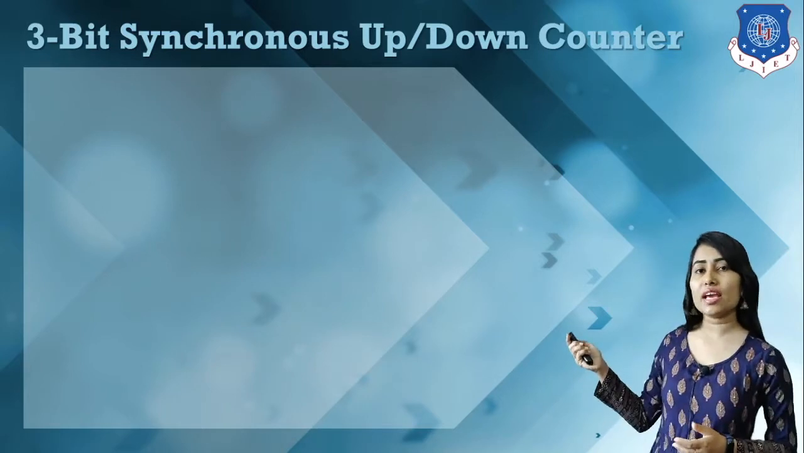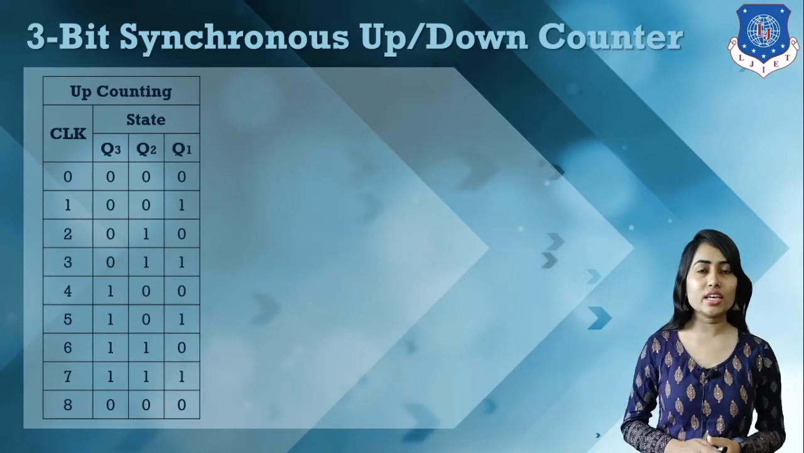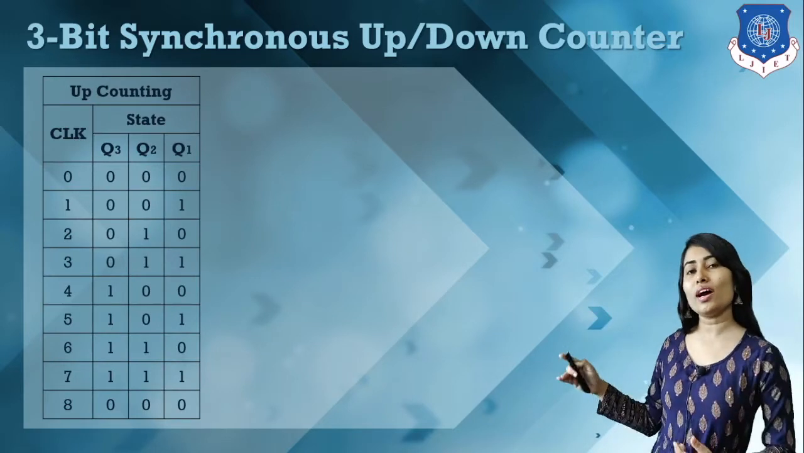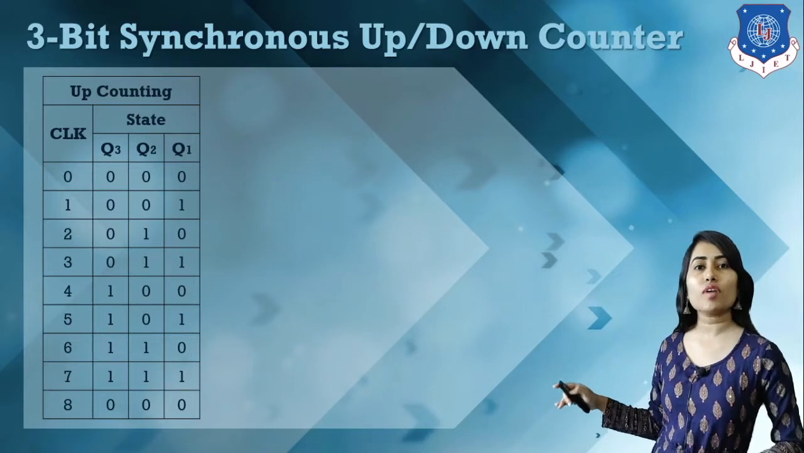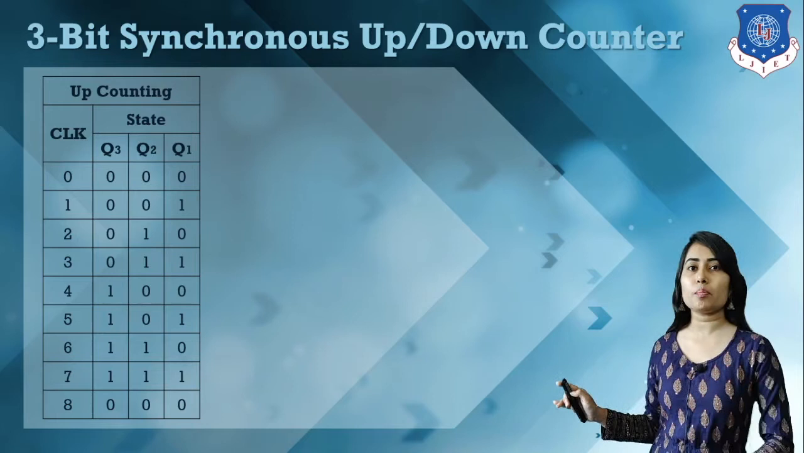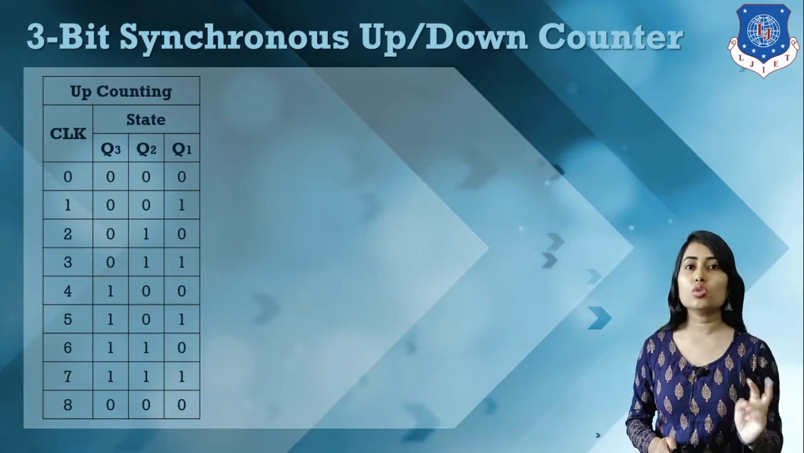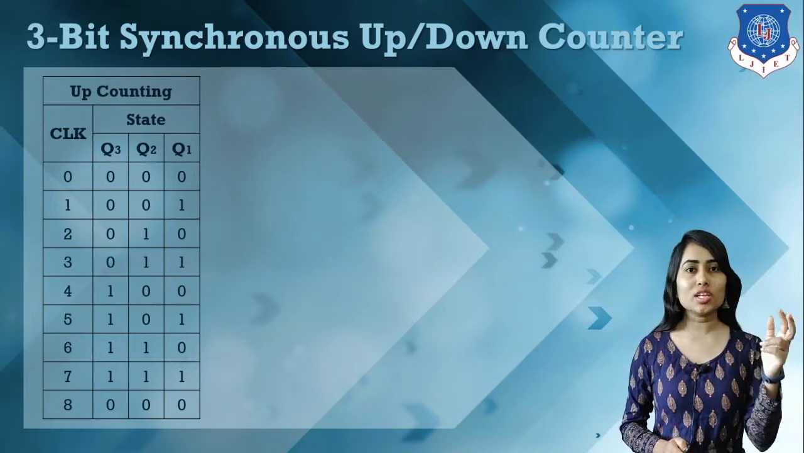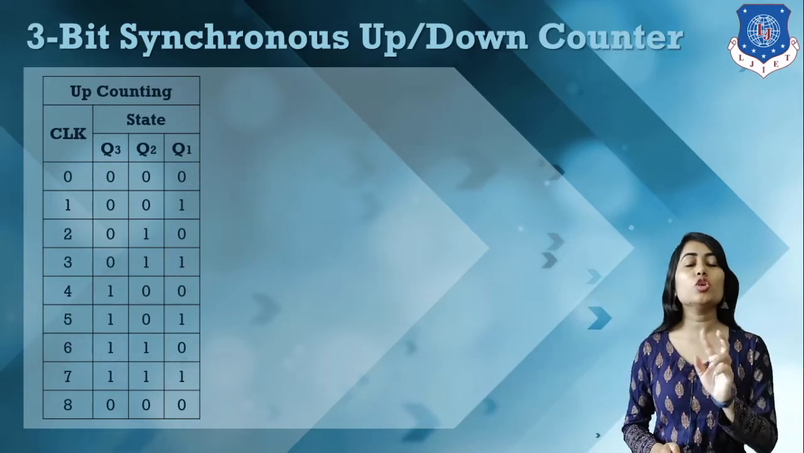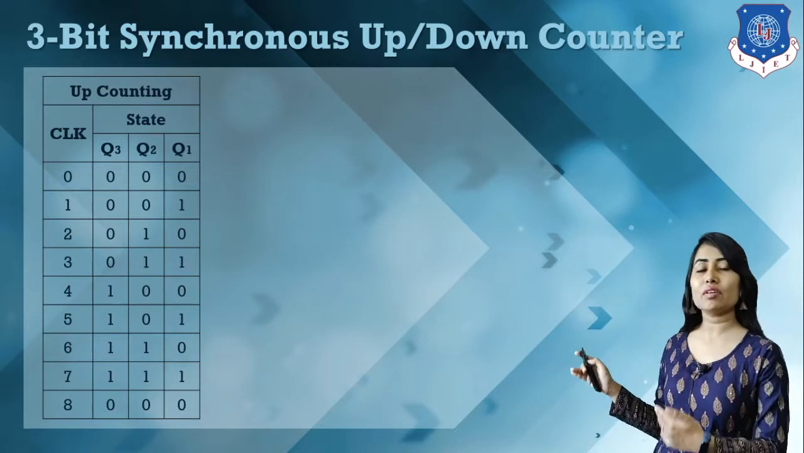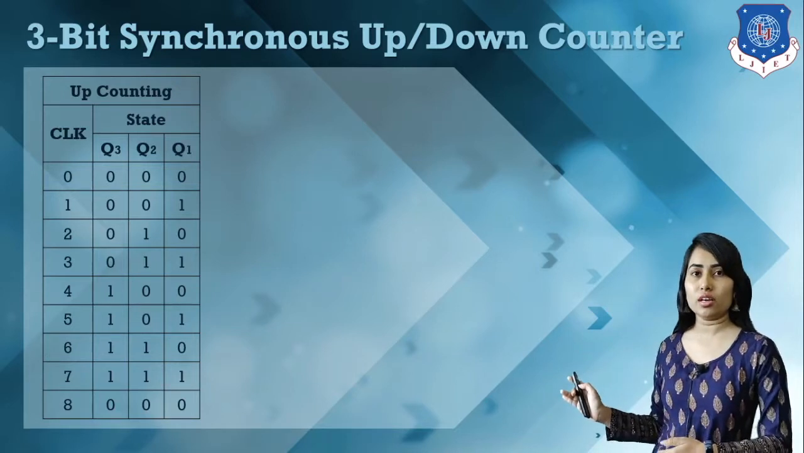First, the up counting sequence counts in an upward direction like 0, 1, 2, 3, 4, 5, 6, 7. Here we have a 3-bit synchronous up and down counter. That means using 3 flip-flops we can count a total of 2 raised to 3, that means total 0 to 7 values. So here we have this 7. Then again our counter will restart.